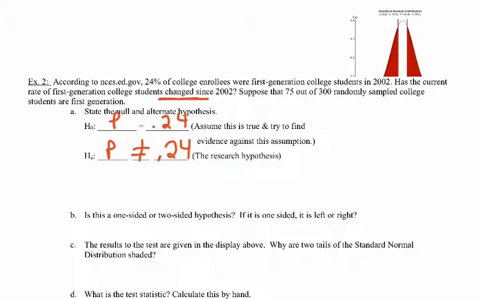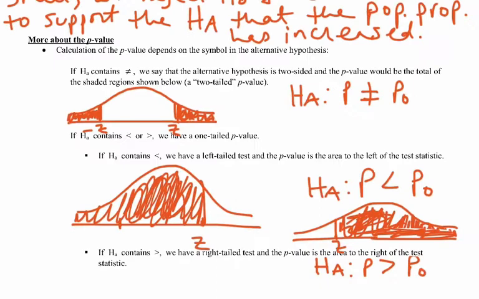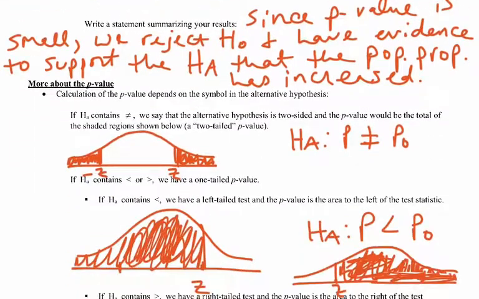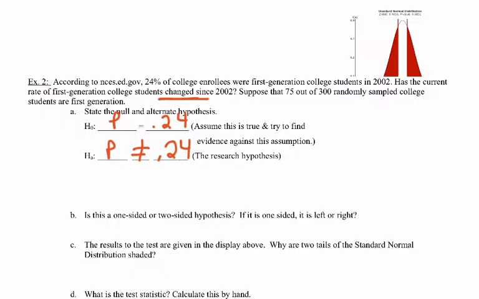Is this a one-sided or a two-sided test? Because it's not equal to, we're looking at the two-tailed test. So it's going to be a two-sided or two-tailed, same thing, test. And then the results of the test are given in the display above. You have to look kind of close because it's a small image, but we have a distribution here where two tails are shaded in. And it's very hard to see in the picture, but up at the top, they give you the information.